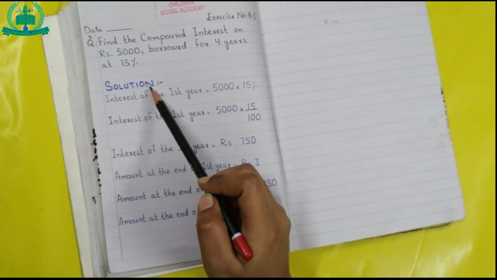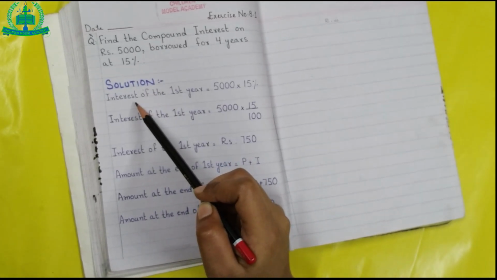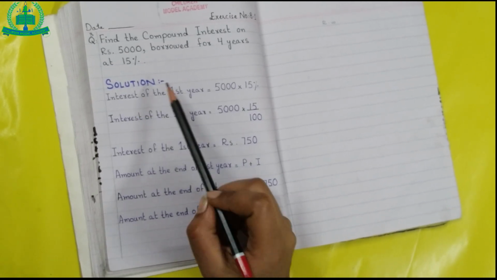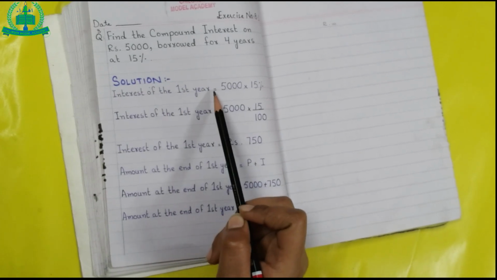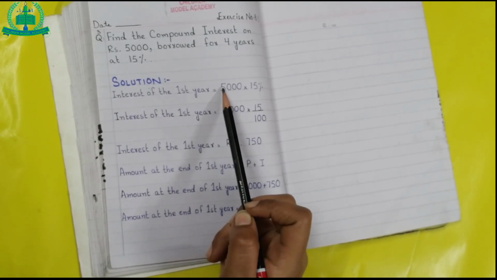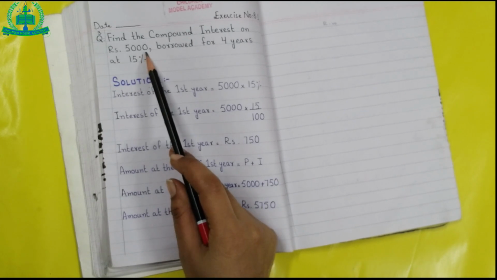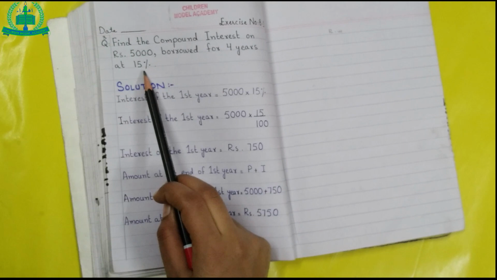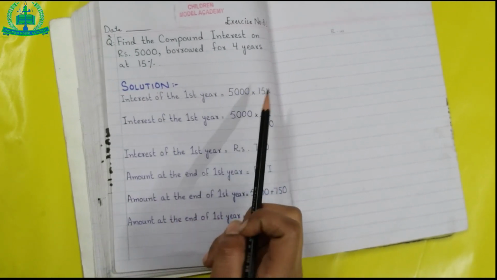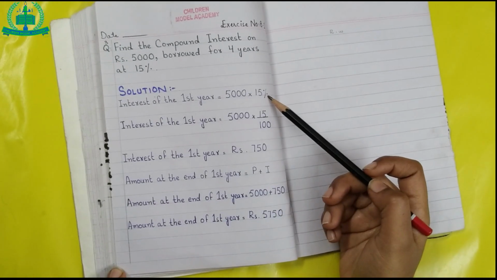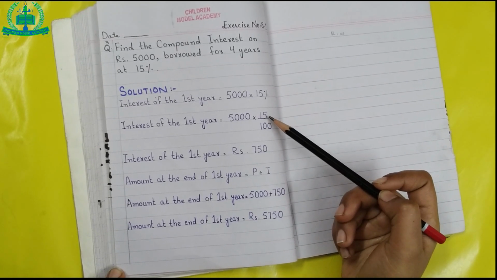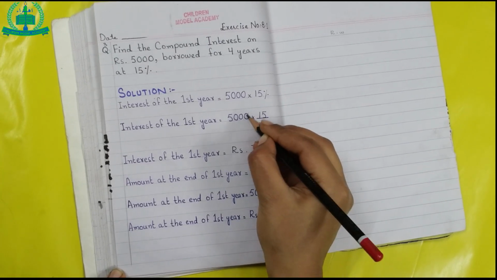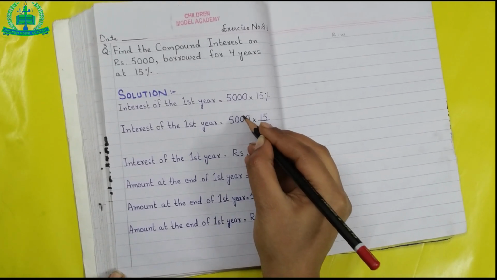Give heading solution. First we find interest of the first year. To find interest, we multiply principal by rate percent. Interest of the first year is equal to principal of the first year, which is rupees 5000. So we write 5000. Rate percent is 15. So we write 15%. We change percent into 100. So we write 15 upon 100. 0 cancels with 0, 0 cancels with 0.